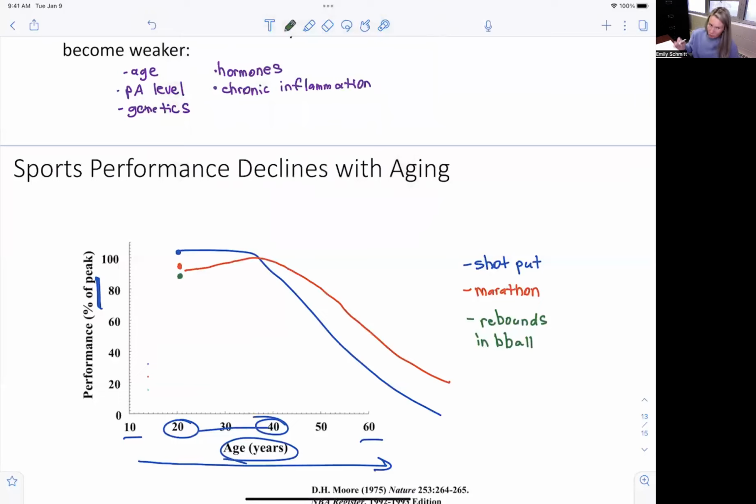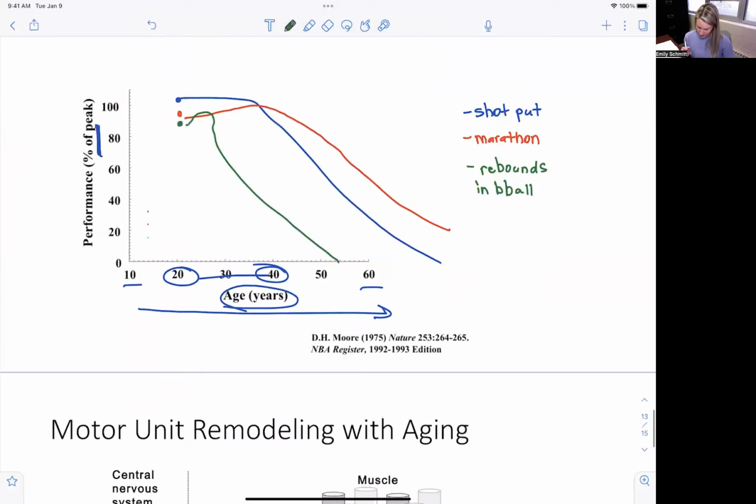And then rebounds in basketball, you really kind of have this sweet spot between 20s and 30s, and then you're really going to dip off before 50 years of age. So this is just showing different sports, different abilities, and sort of how and when your peak performance is and why it declines with age. And we're going to get into a lot of those details throughout this class.